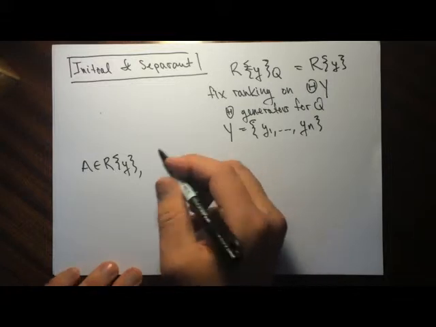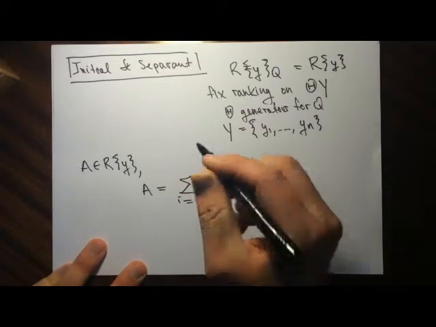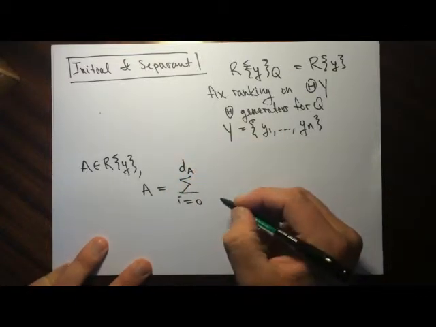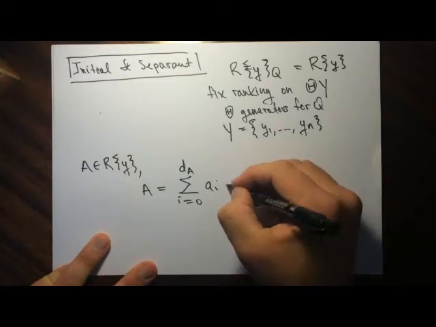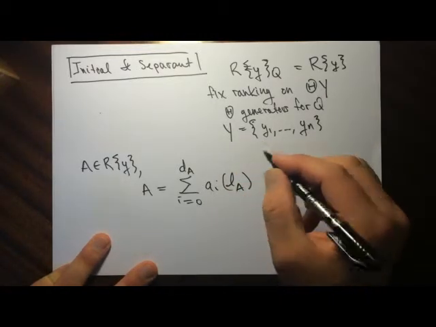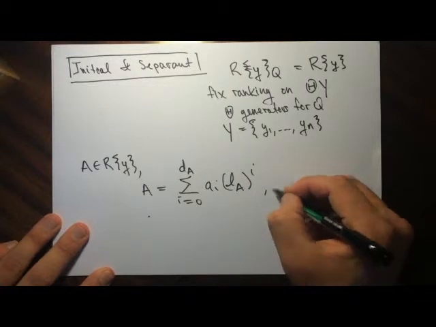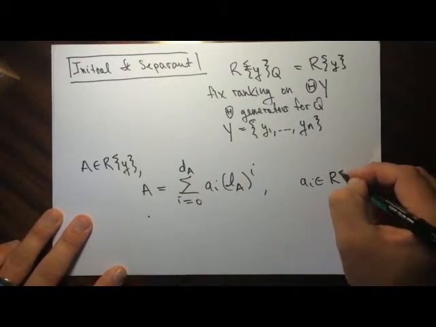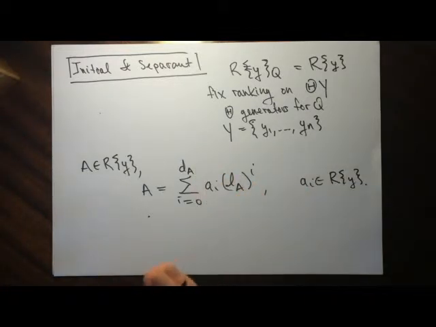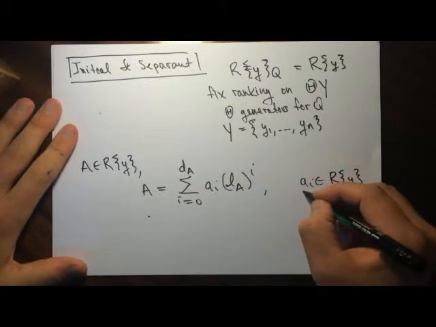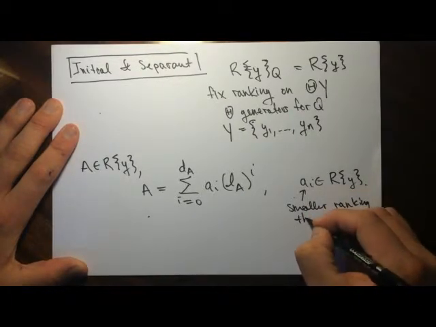And we'll be able to write A as the sum from i equals 0 up to some degree of A, where we have some coefficients. The coefficients are going to be in that ring, and we have the leader of A to some power i. So these Ai are going to live in this ring again, and they're going to have strictly smaller ranking than the leader.